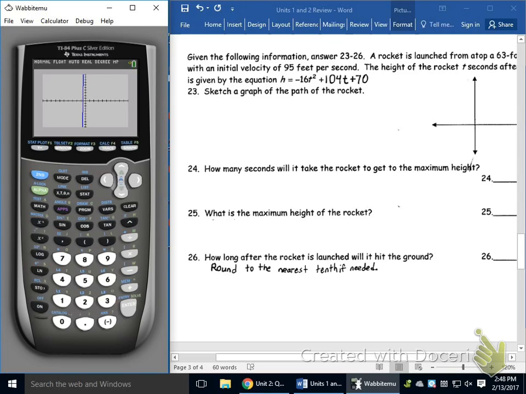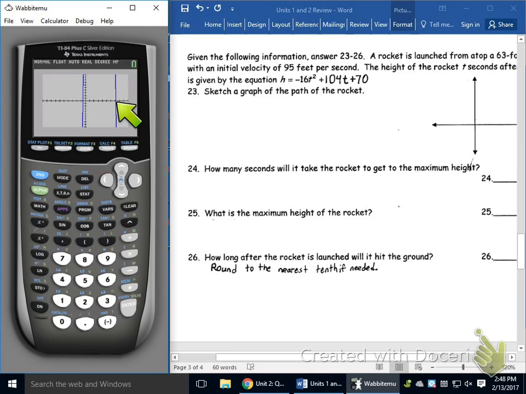I can see the graph coming up right here, hitting at negative time. That one's actually not going to be an answer for me because the rocket hasn't been launched yet in negative time. So anything to the left of the y-axis over here, I'm going to simply ignore. I'm going to focus in on this answer over here to the right.